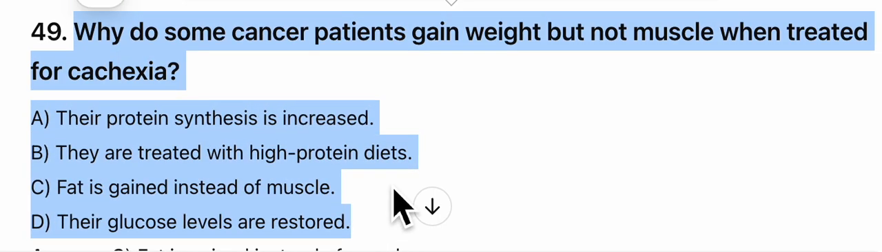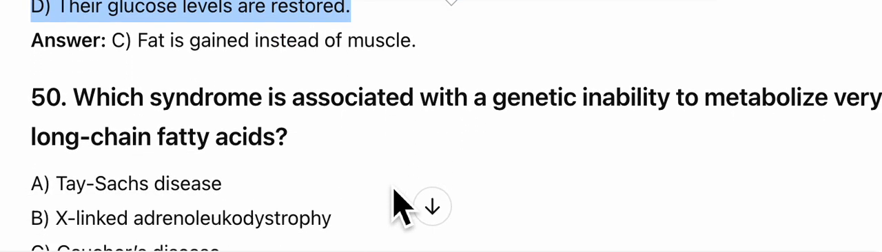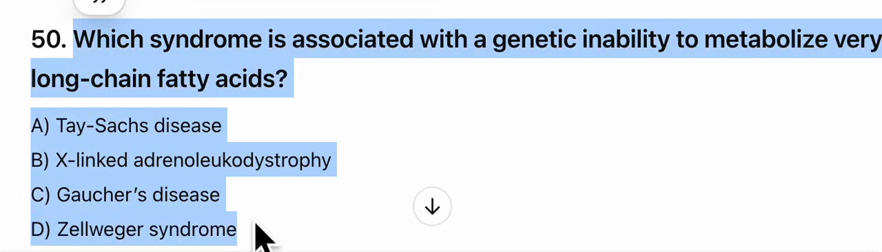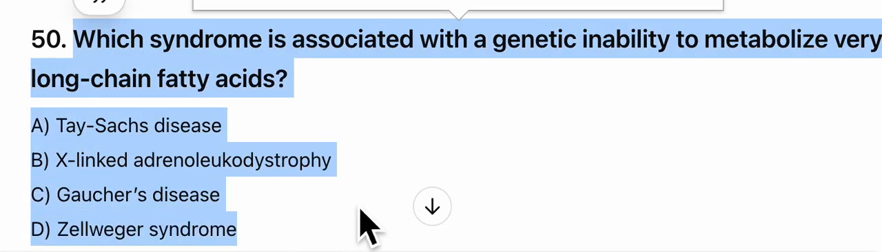Why do some cancer patients gain weight but not muscle when treated for cachexia? A. Their protein synthesis is increased. B. They are treated with high-protein diets. C. Fat is gained instead of muscle. D. Their glucose levels are restored. Which syndrome is associated with a genetic inability to metabolize very long-chain fatty acids? A. Tay-Sachs disease. B. X-linked adrenoleukodystrophy. C. Gaucher's disease. D. Zellweger syndrome.